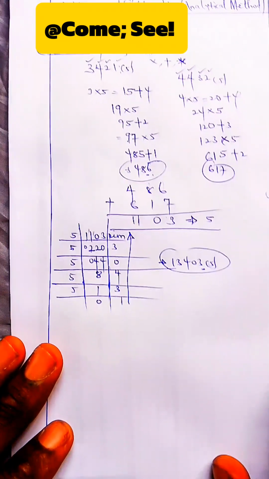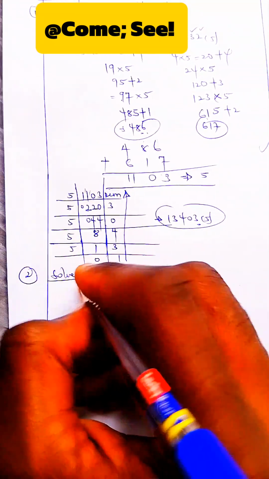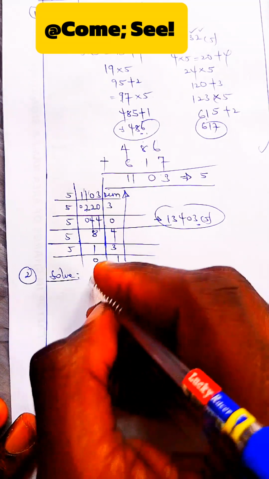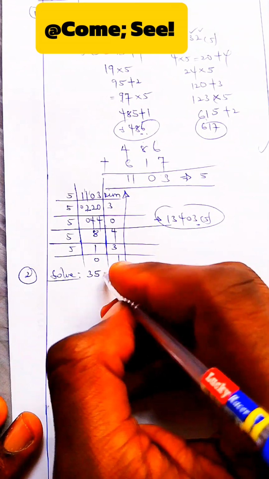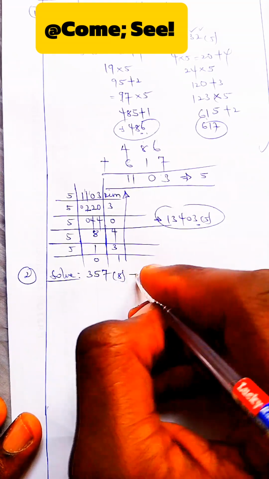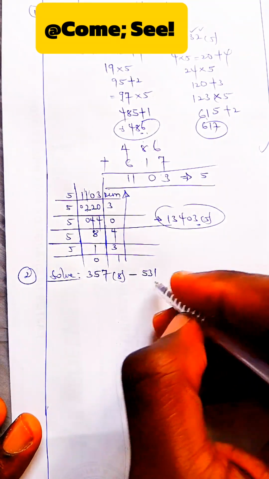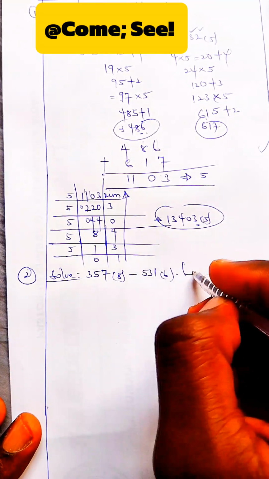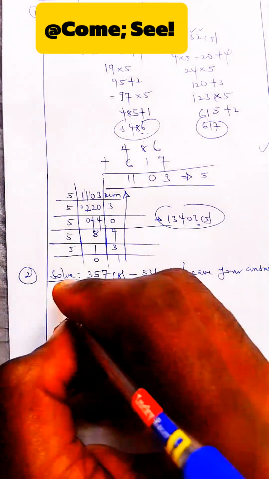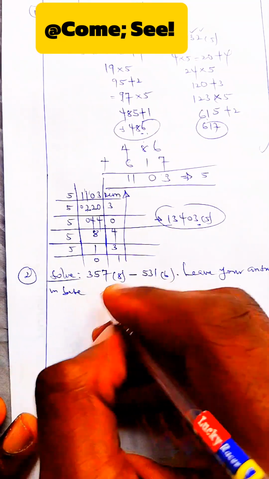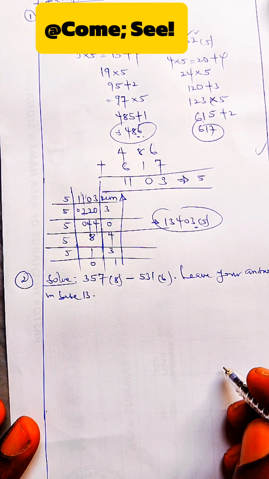Now let's try this out. Let's look at this. Now solve. This method is not limited. We could use this method to solve anything. Actually, we can use this method to solve anything. 357 base 8 minus 531 base 6. Leave your answer in base 13.